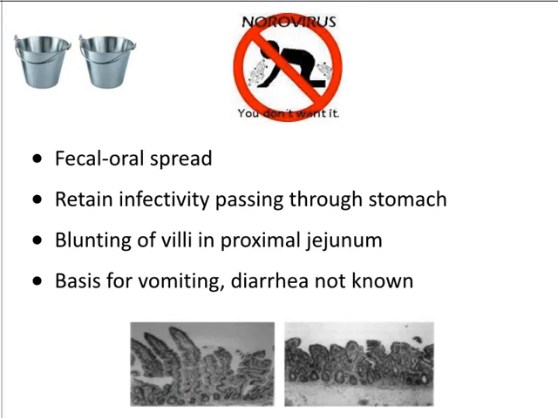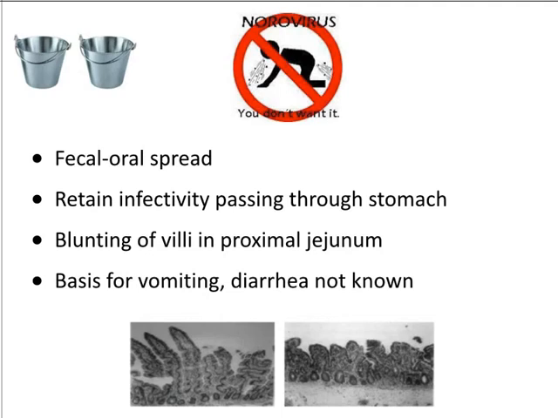Norovirus gastro. It's another two-bucket disease. This one I got from a neurovirologist. I think this is really good. It's also fecally, orally spread, just like rota, with poor hand hygiene, but also from food handlers, as you'll see. It passes through the stomach. It also causes blunting of villi, just like rotavirus does, I showed you before.